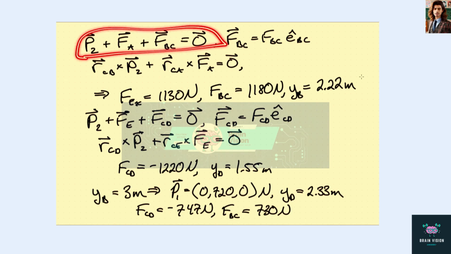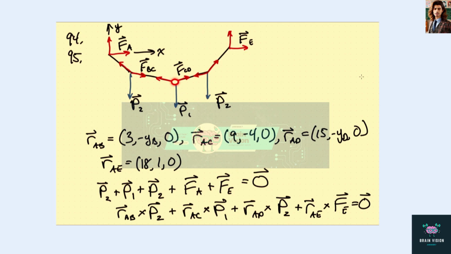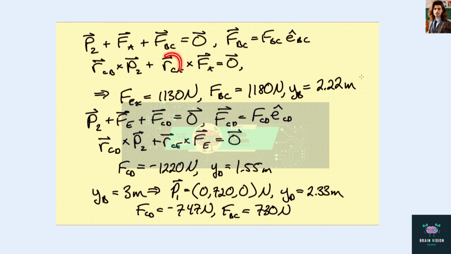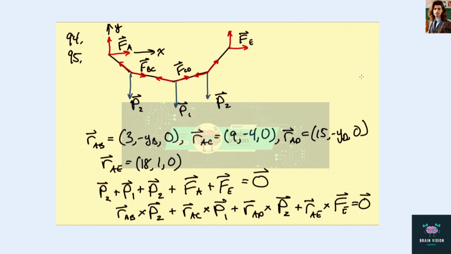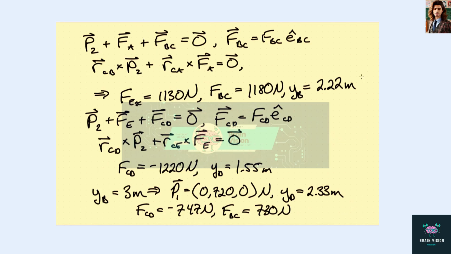So the sum of these forces has to be 0, and then I'm going to take moments about point C here. There's no moment created by FBC because it acts through point C. There is a moment created by this force, which actually is the negative of this force here. And so we have the moment created by that force, and then the vector from C to A, which is just minus the vector from A to C. This will give us another 3 equations.